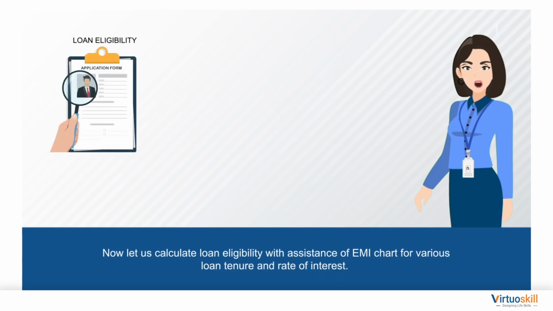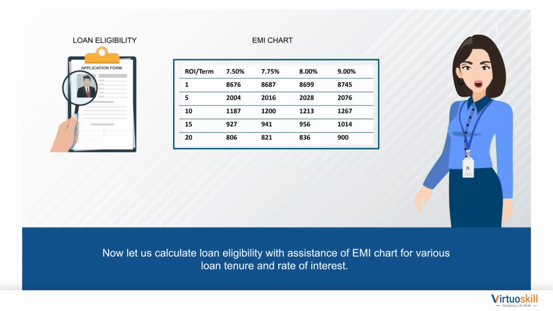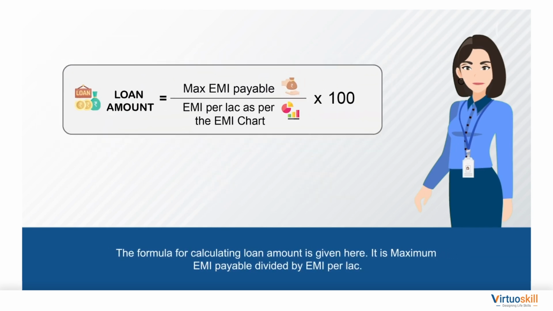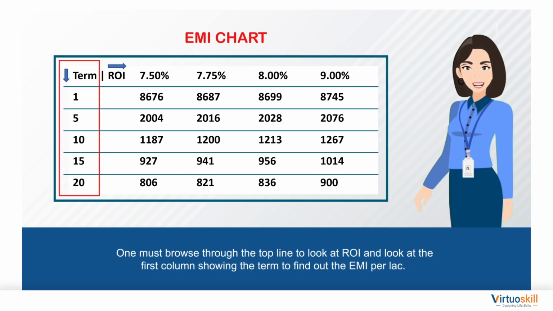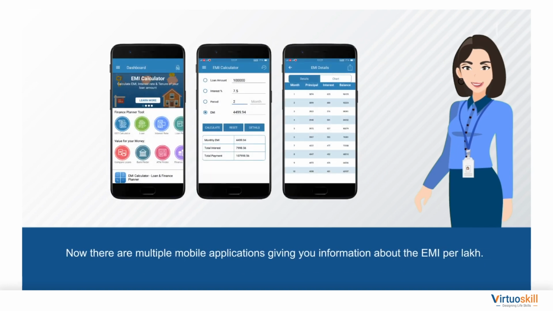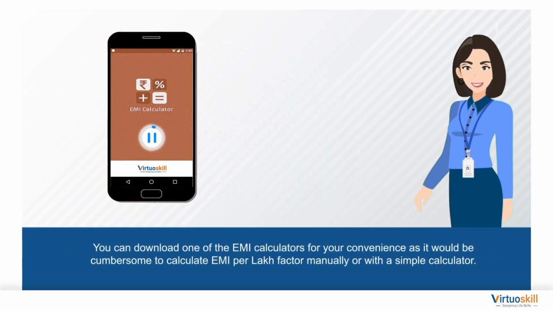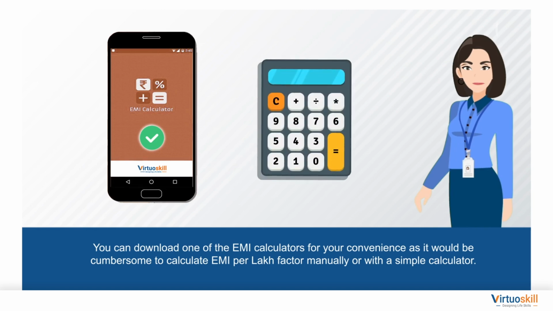Now, let us calculate loan eligibility with assistance of EMI chart for various loan tenure and rate of interest. The formula for calculating loan amount is given here. It is maximum EMI payable divided by EMI per lakh. One must browse through the top line to look at ROI and look at the first column showing the term to find out the EMI per lakh. Now, there are multiple mobile applications giving you information about the EMI per lakh. You can download one of the EMI calculators for your convenience, as it would be cumbersome to calculate EMI per lakh factor manually or with a simple calculator.